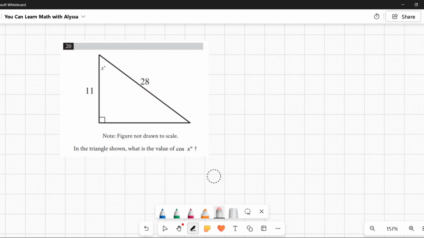Number 20. Note the figure is not drawn to scale. In the triangle shown, what is the value of the cosine of x?